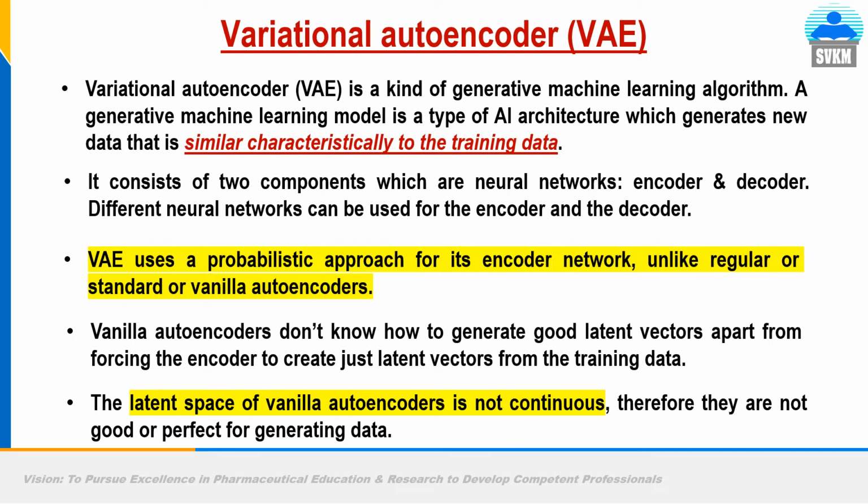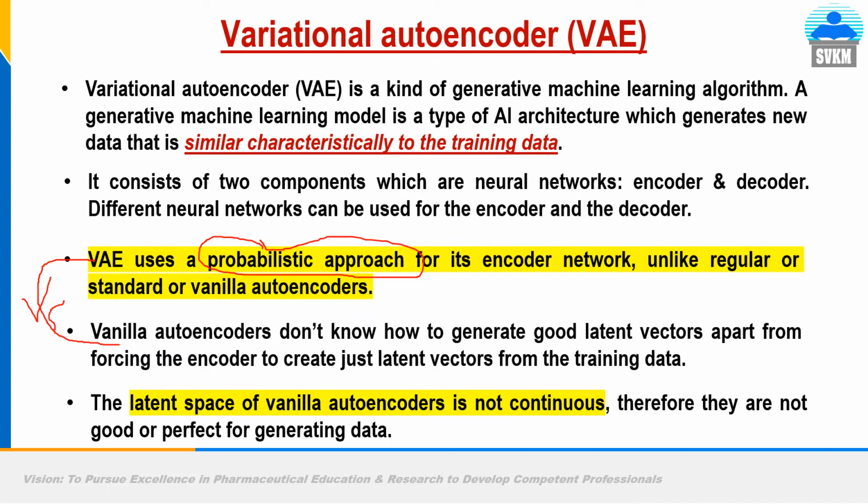encoder setup. So VAE, that is variational autoencoder, uses a probabilistic approach for its encoder network, unlike the regular or standard autoencoder. So this is the main point, it goes for a probabilistic approach. Vanilla autoencoders don't know how to generate good latent vectors apart from forcing the encoder to create just the latent vector. So these are two types of autoencoder, VAE and vanilla, that is standard.